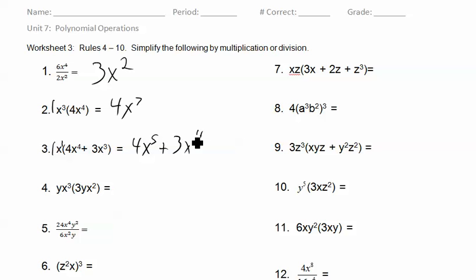Alright, on this division one, let's take a look at this. This has x's and y's, but don't get confused. Again, the coefficient's 1 if there's not one listed. So 1 times 3 is 3. And then we add the exponents of each variable. So we have y, that's 1 and 1, is 2. And then x to the 3 plus 2 is 5.